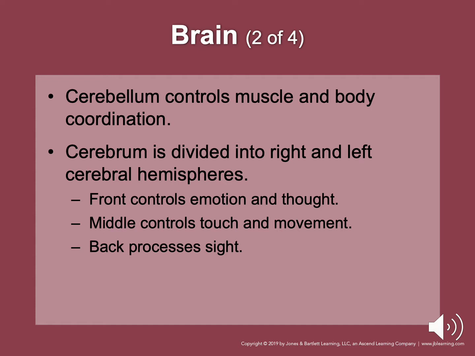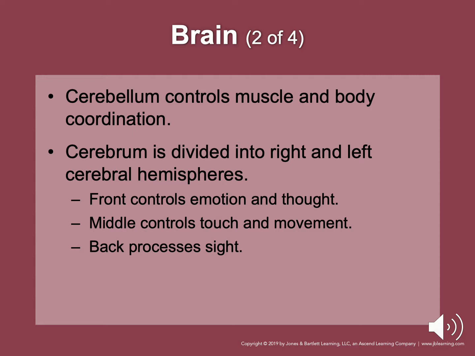The cerebrum is divided into the right and left cerebral hemisphere. Each controls activities on the opposite side of the body. So the front controls emotion and thought. The middle part controls touch and movement. The back processes sight. And most people's speech is controlled on the left side of the brain, near the middle of the cerebrum.